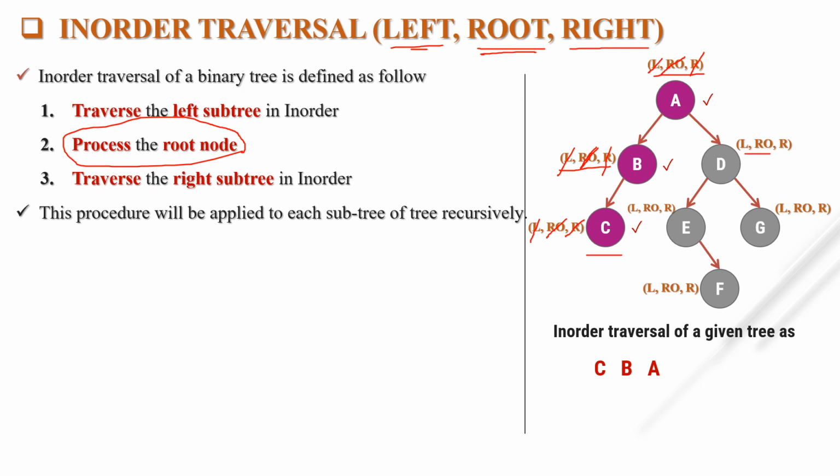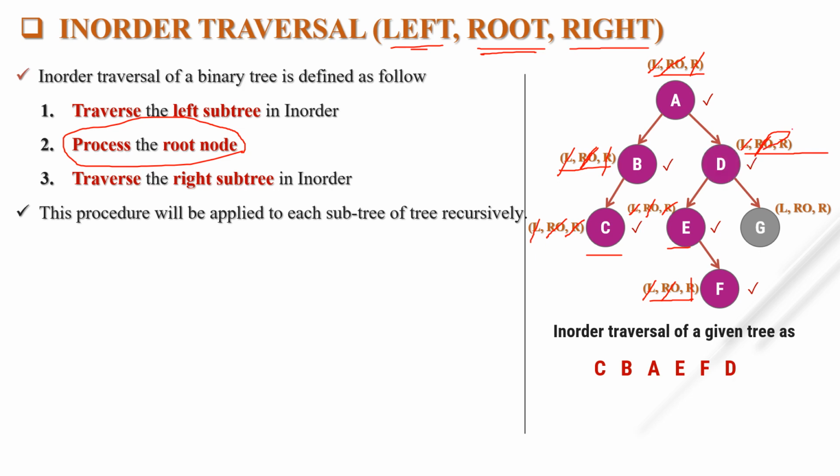Once again we have to apply inorder, that is left, root, right. First go to the left subtree. We reach E. Once again we go to the left subtree of E. There is no left subtree. Now we have to process root. What is root? E. So E will be the answer. Now go to the right subtree. When we go to the right subtree, we reach F. There is no left subtree of F. Process the root node. The answer is F. There is no right subtree of F. Now we process this root node, that is D. So D will be the answer.